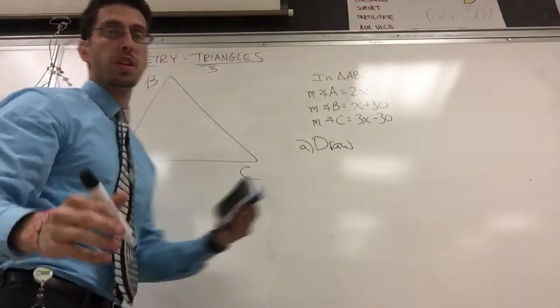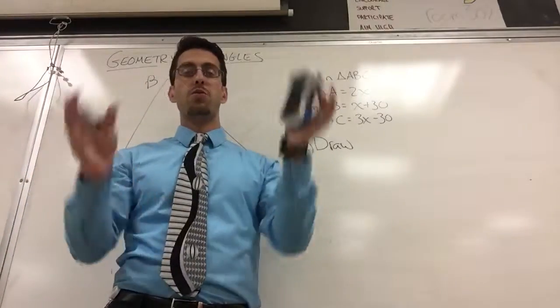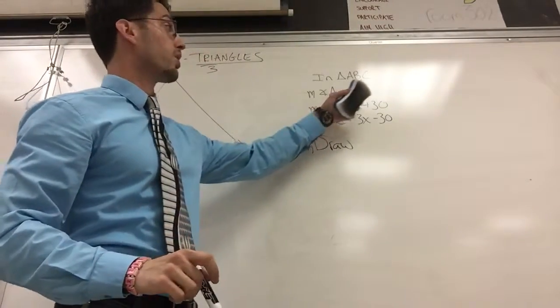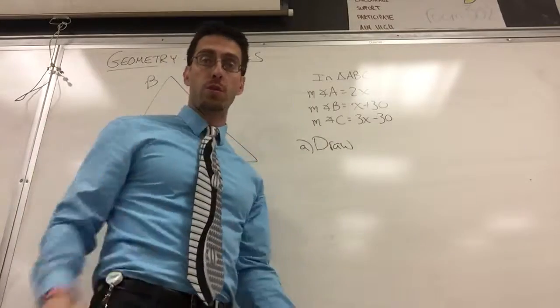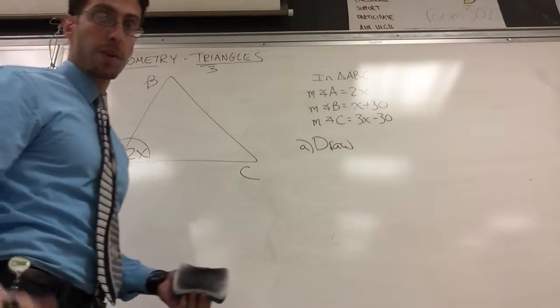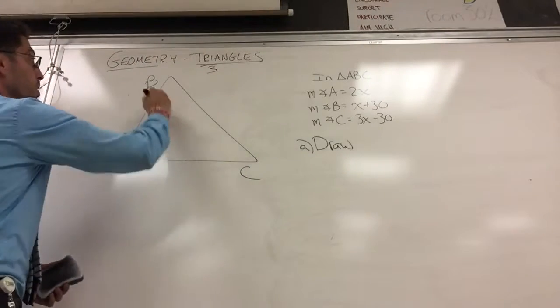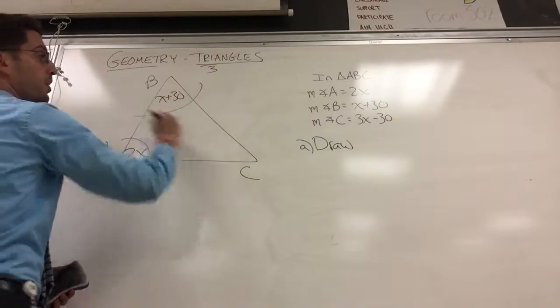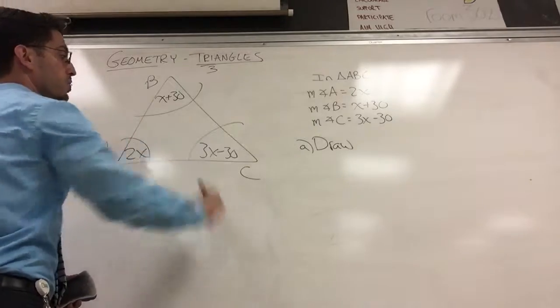Trust me, it doesn't matter where you put the A, B, and the C. Depends on how you draw it. But they're telling you the angle A is 2x. So however you draw it, that's where the 2x goes. My 2x is going here. Follow me? X plus 30 is going for B, and 3x minus 30 is going for C.